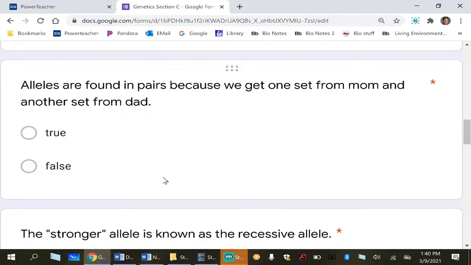Ariel, go ahead. Definitely true. You get 1 allele from your mother, 1 allele from your father for every single part of your body.